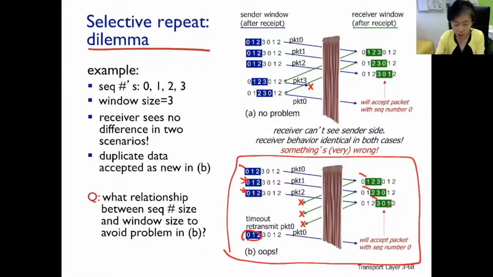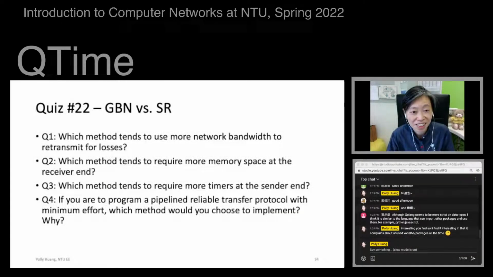And that is why the sequence number space here needs to be larger than or equal to 2 times the window size. All right, so that was the tricky part about designing the sequence number space for selective repeat. For go back N, you don't have the same problem because go back N doesn't have a receive window, remember? All right, and that takes us to quiz 22.